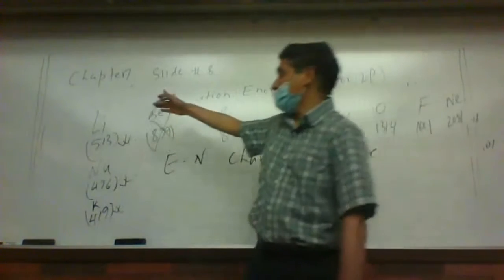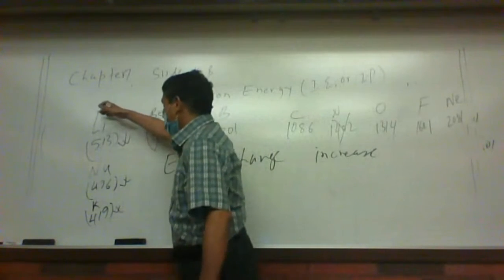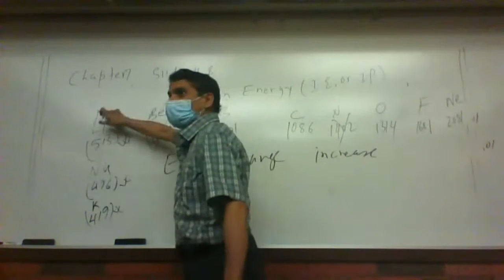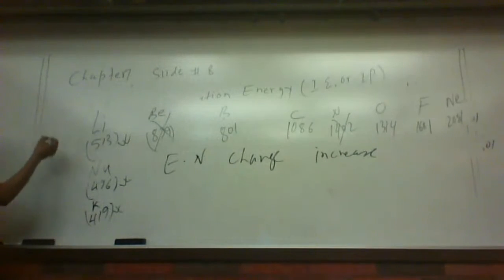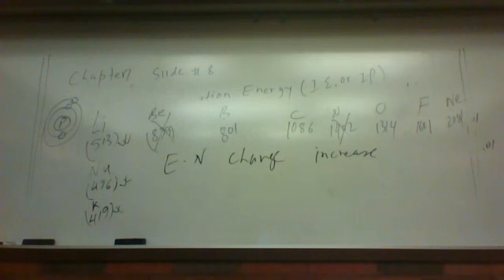Why does it happen? Because as we go from top to bottom in a group, what happens is, lithium is like this: hydrogen, helium, lithium. So it's number 3, right? So lithium is like this. Two electrons, there are protons, and lithium is like this, right? It's too small. Make sense? So we are removing this electron from here. So we need to give 513 kilojoules of energy to remove that electron.